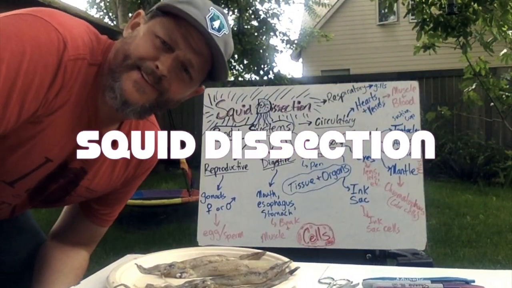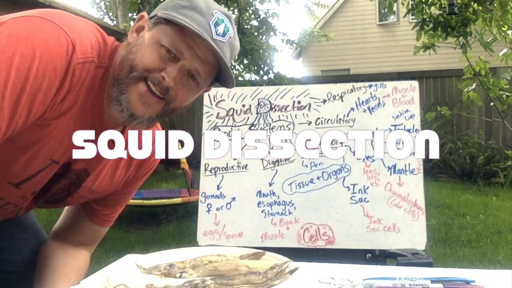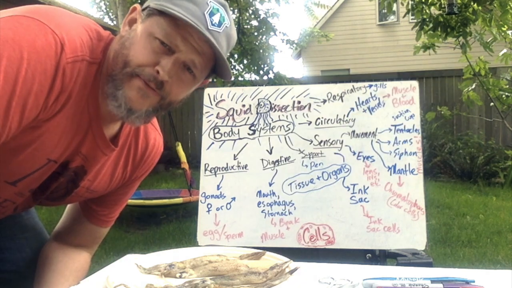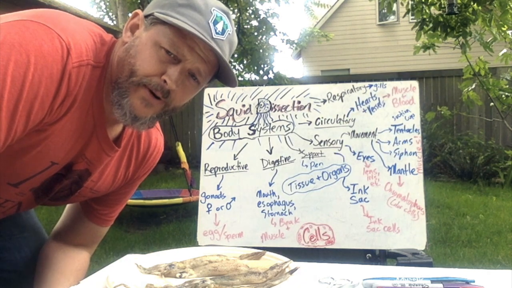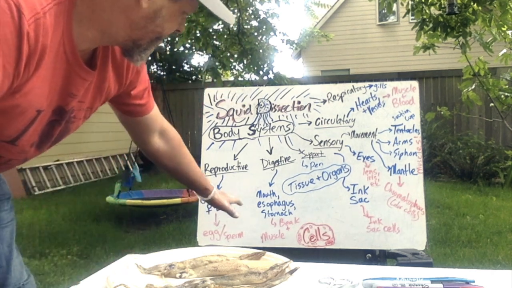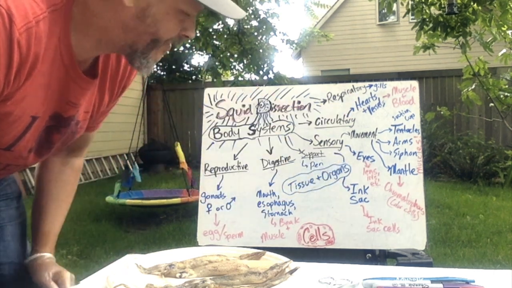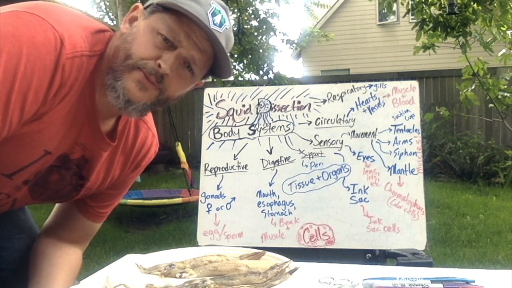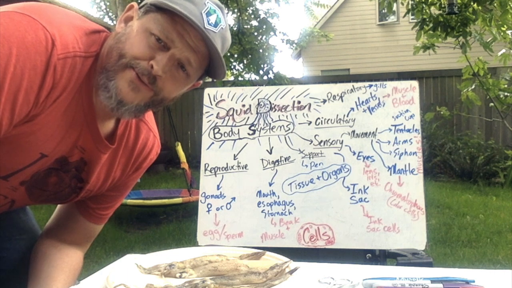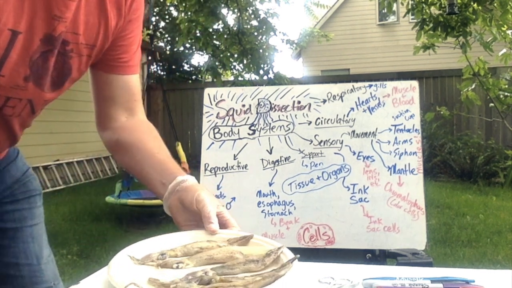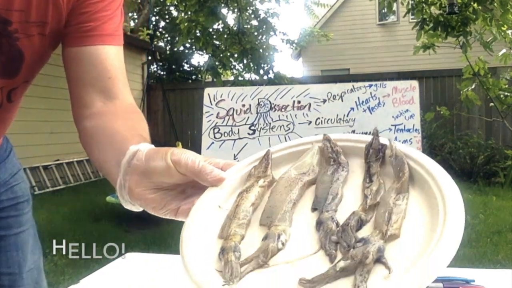Hello students, Mr. Azali here, and what you see on the whiteboard is my brainstorm for all the different parts: body systems, tissue, organs, and then in red is cells, different types of cells that we might be able to observe in a squid dissection. As you can see here, these are the squid.